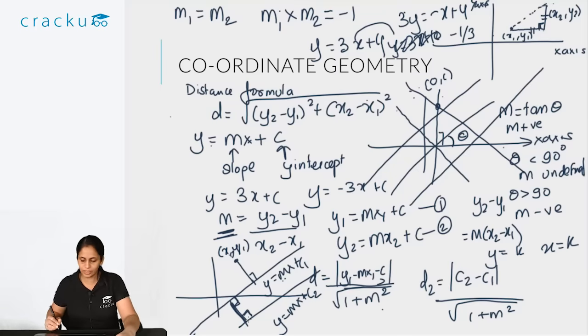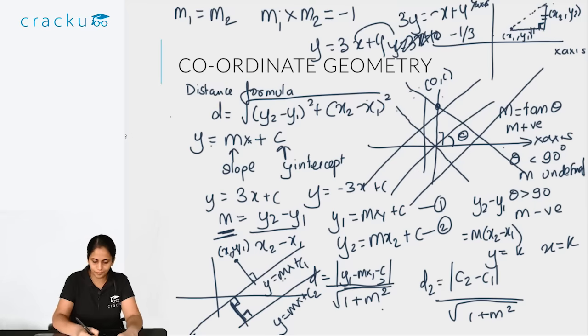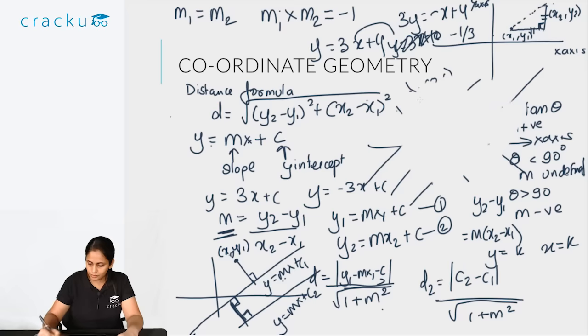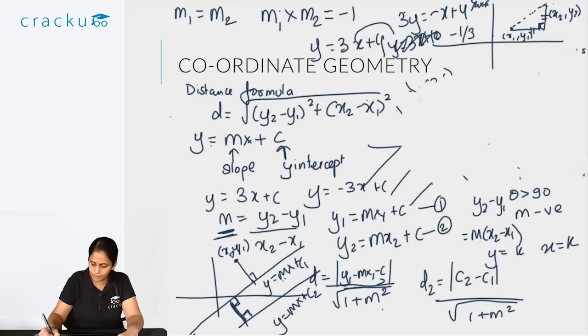In addition to this, we need to remember in coordinate geometry the concept of internal and external angle bisector. So let me just make some space for that first. I'll just clear up some space so that I can write down the fundamentals of internal and external bisectors.